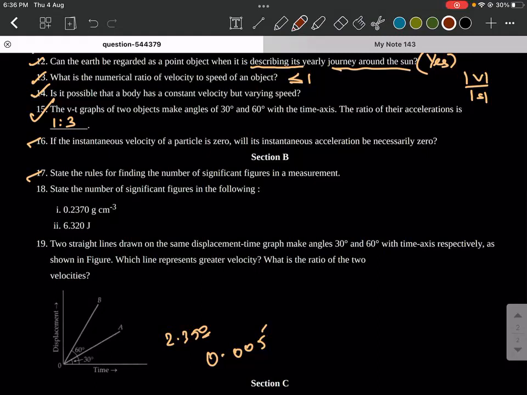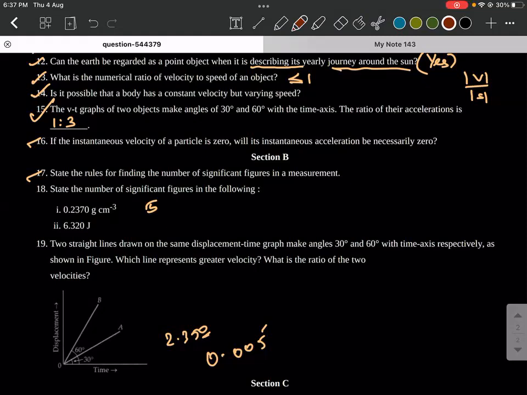Wait, let them guess. Can you guess? At least guess one. So 0.2370. How many digits? How many numbers are there, including all the zeros? So 2 zeros, 237. So there are totally 5 numbers. Significant figures are not just the number of digits. So can I write the answer for this as 5? I should not write it because it is a decimal value.